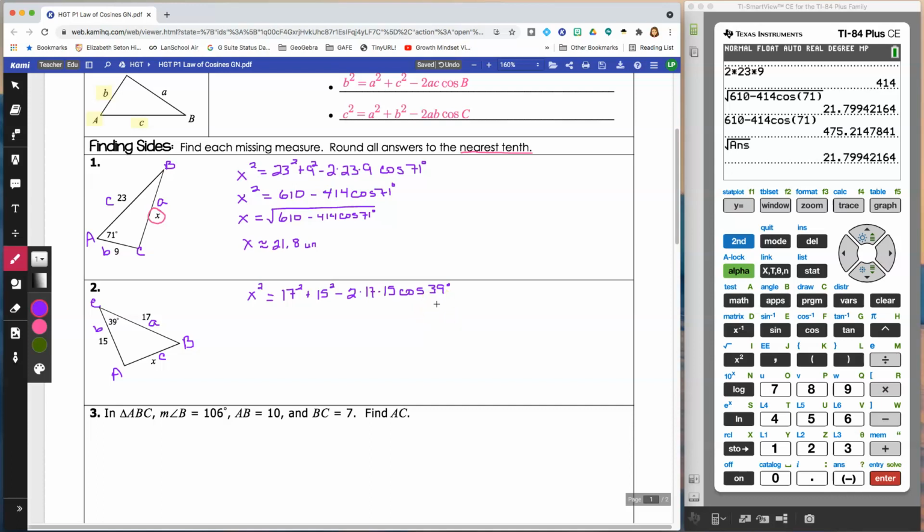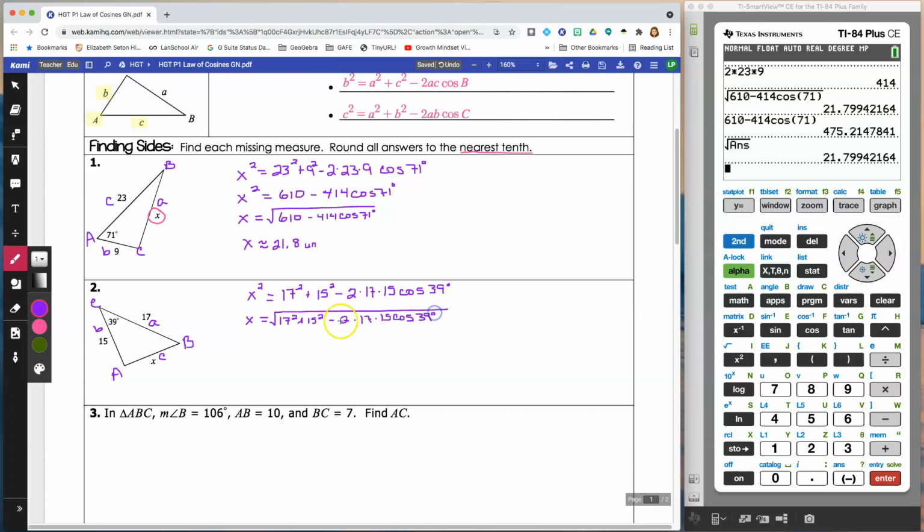Now, some students really want to simplify this step by step. I'm okay with that, but there is an easier way. You could type the entire equation just the way we've written it into your calculator. Or you could take it one step further and say that x is equal to the square root, and then put all of this in your radicand. So 17 squared plus 15 squared minus 2 times 17 times 15 times the cosine of 39 degrees.